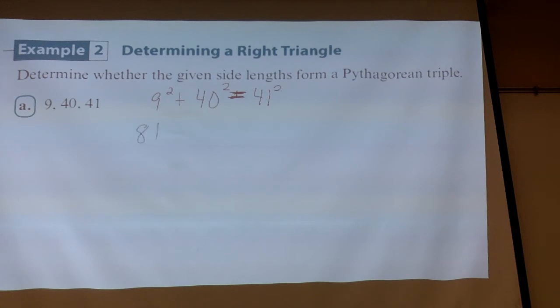Okay, so 9 squared is going to be equal to 81, plus 40 squared is going to give me 1,600, and 41 squared is going to be 1,681. If I add those together on the left-hand side, that's going to give me 1,681 is equal to 1,681, and the equation is true. Therefore, this is a right triangle. Okay, so I would say, yes, this is a right triangle. Okay, is true.